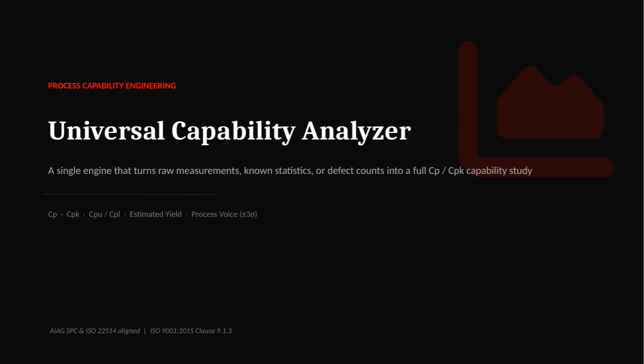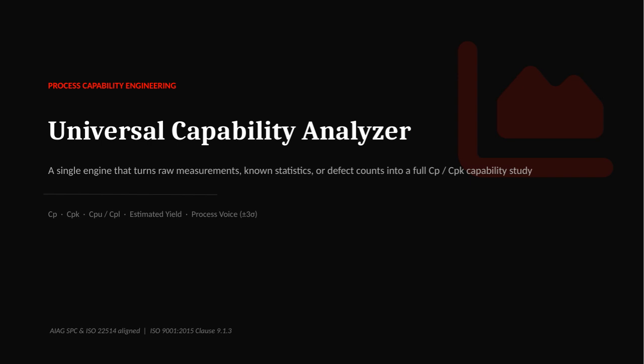This slide introduces the Universal Capability Analyzer, a powerful tool designed for process capability engineering. While the Supplier Risk Scorecard focuses on supplier-level quality risks, this analyzer zeroes in on the process itself, providing a thorough statistical review of capability. It's the classic CP and CPK analysis that engineers rely on to demonstrate that a process can consistently meet specifications.